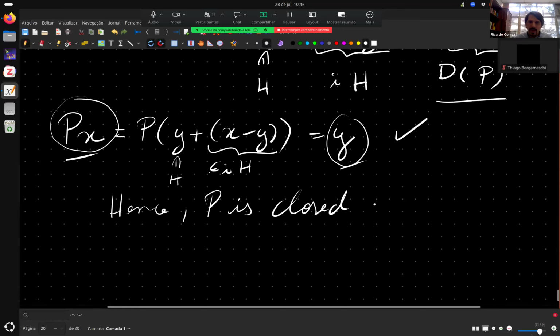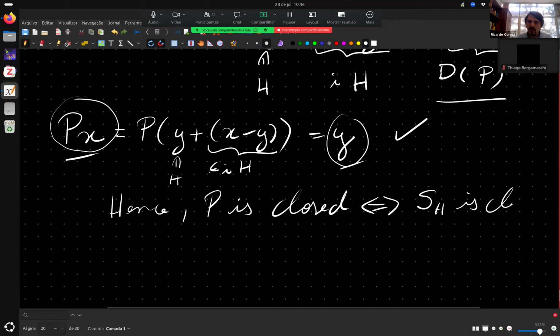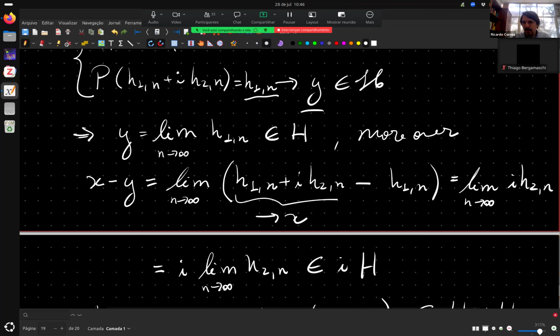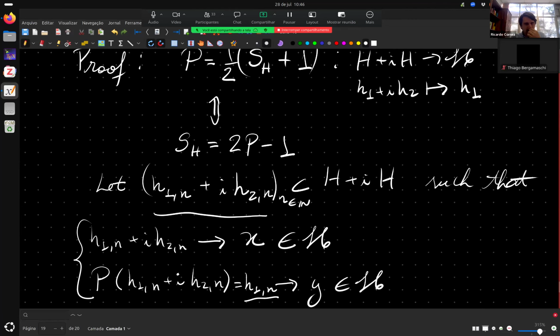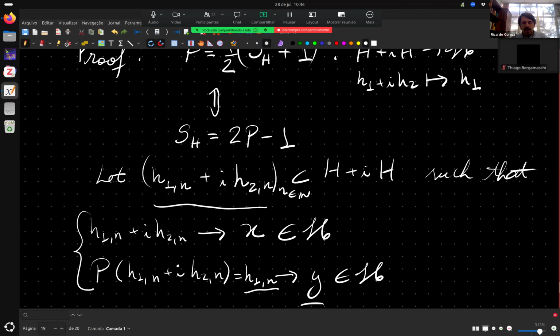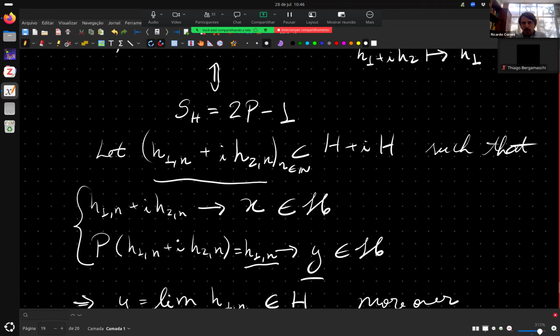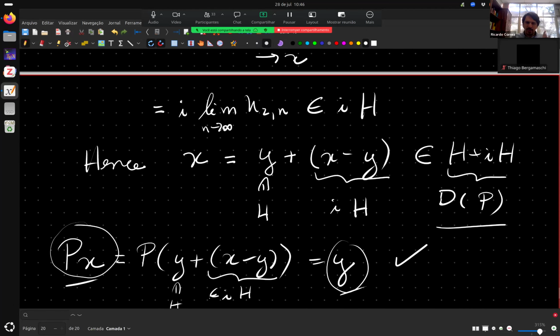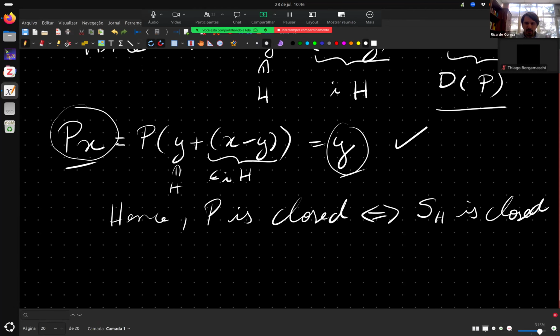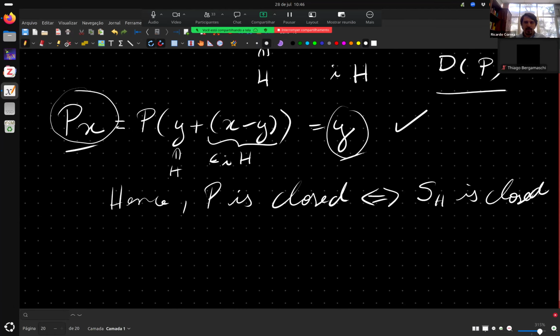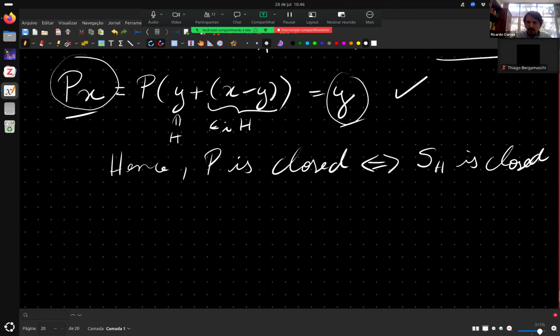Which happens if and only if SH is closed, just because of the formula that relates the two by multiplying by a scalar and summing the identity. So as I mentioned, the sum of a closed operator with a bounded one is still closed. With a closed one, it's not true. The sum of two closed operators is not closed, but the sum of a closed with a bounded one is. Okay, so my SH is closed.